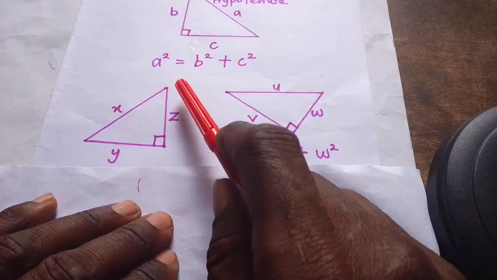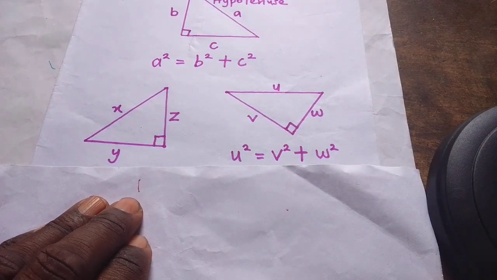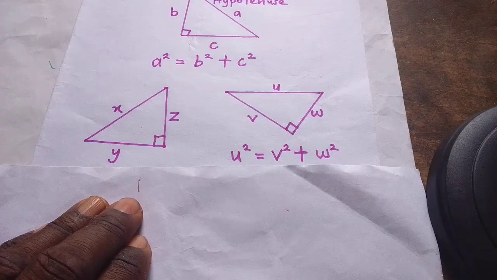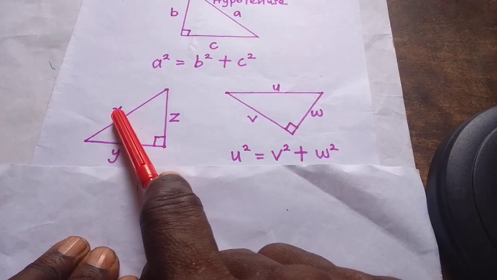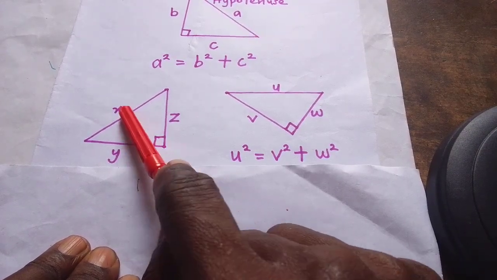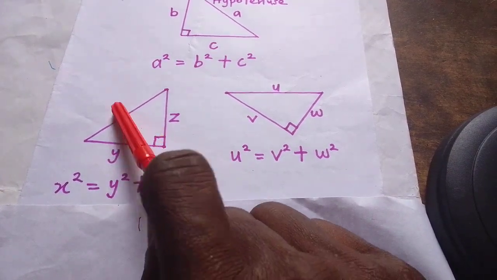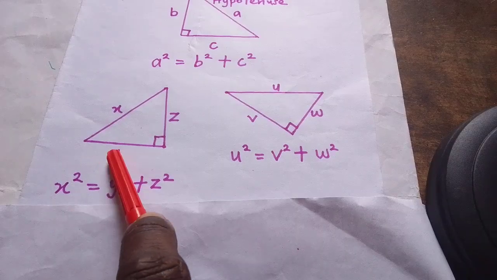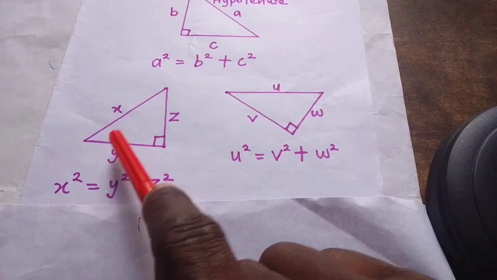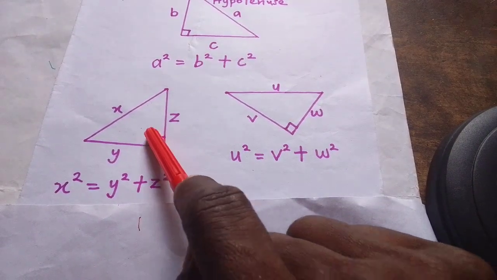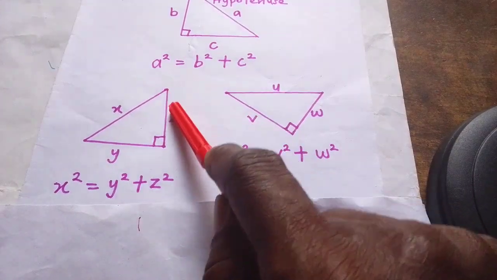Now let's look at other examples. If you look at this particular triangle here, first of all, for you to use the Pythagoras rule, you must be able to identify the right angle. So this is the right angle here. Then the line that is facing this right angle is X. So that means this X is the hypotenuse. So X square should be equal to the addition of the squares of the other two sides, Y square plus Z square.